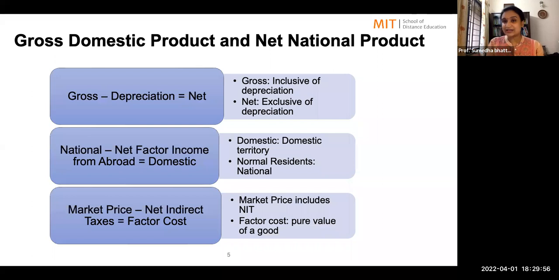So what we do is, from market price, we make this readjustment where we deduct the indirect tax and add the subsidy so as to get the pure value, which is called the factor cost. So this gives us the conversion from gross domestic product at market price to net national product at factor cost.